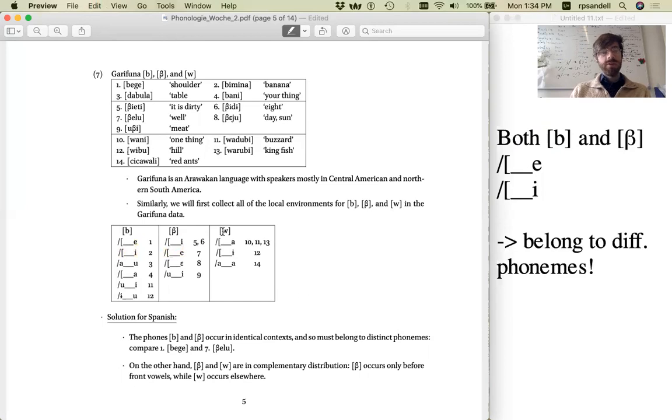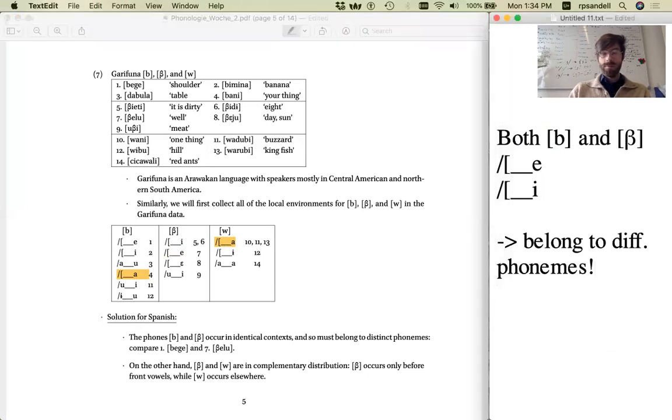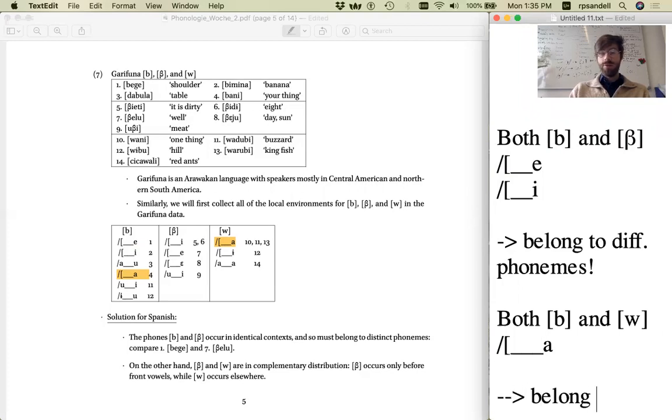Let's clear some of that highlighting. We can see wa occurring in the same local context as ba in some cases. So ba also occurs at the beginning of a word before a, and that's the only identical context for ba and wa. So it looks like ba and wa, their shared common local context was the left edge of a word before the low central vowel a. So these belong to different phonemes as well.